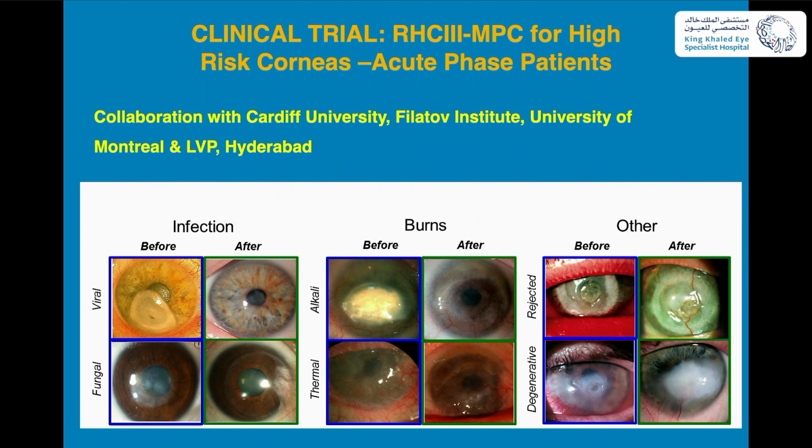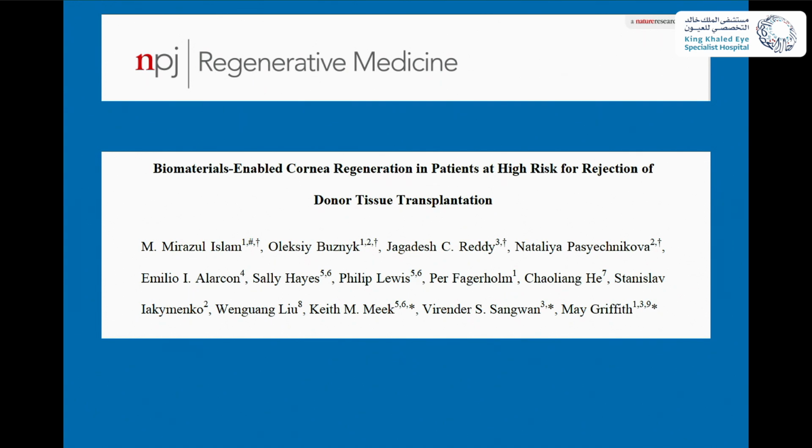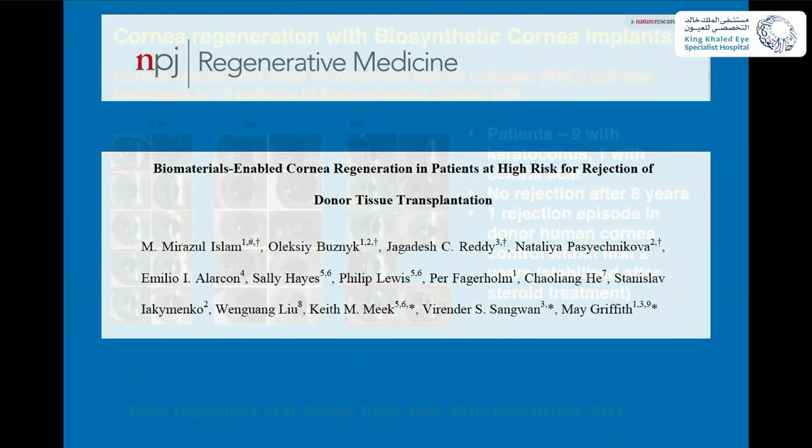So this is a multi-center study which we did. This was high-risk corneal grafting in patients with corneal scar, HSV, a variety of other infection scars, or chemical burn, or SJS. And this study was done in Cardiff University, Ukraine, Philadelphia University, Montreal, and LVP Hyderabad. And this was published in Regenerative Medicine, and it was one of the unique studies that we had published.